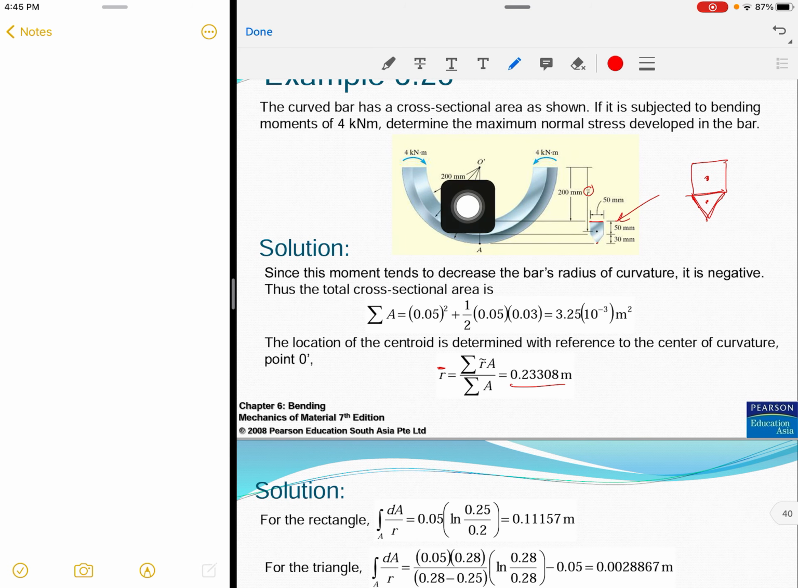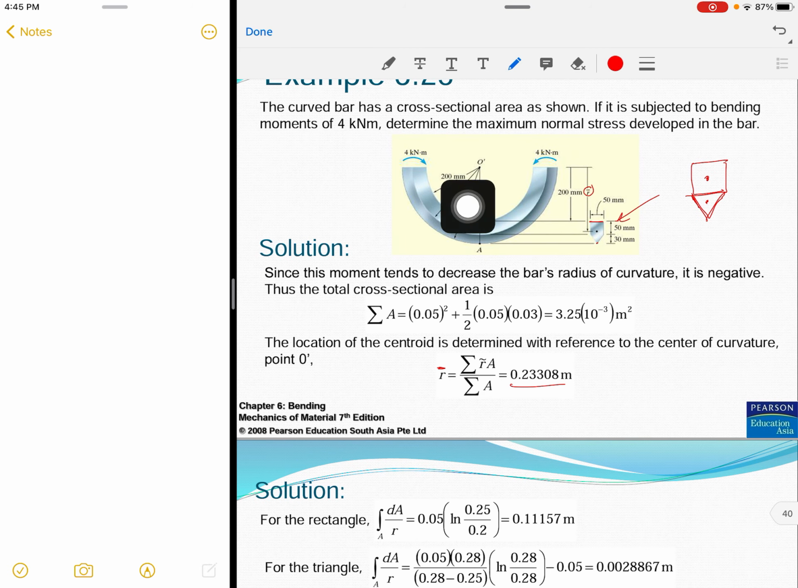And for the triangle, we use the formula for the triangle cross section, and then we can get this value. We have a minus right here. Why do we have a minus? Because we subtract B right here. The formula is quite lengthy. So we finally get the value 0.002887 meter. That's the value for the triangle. And after we get this, we can calculate the radius of the neutral axis.